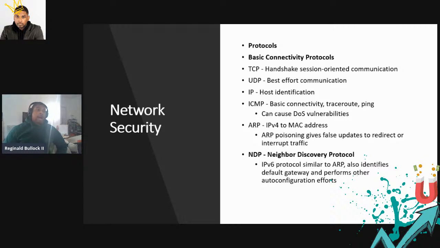ARP, IPv4 to MAC address. ARP poisoning gives false updates to redirect or interrupt traffic. NDP, neighbor discovery protocol. IPv6 protocol, similar to ARP, also identifies the default gateway and performs other auto configuration efforts.